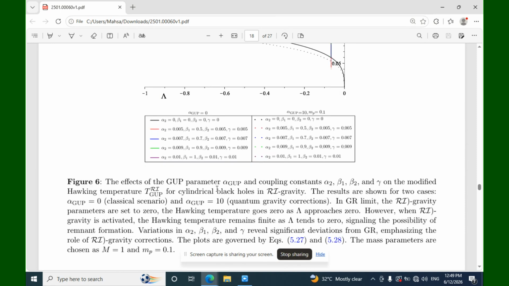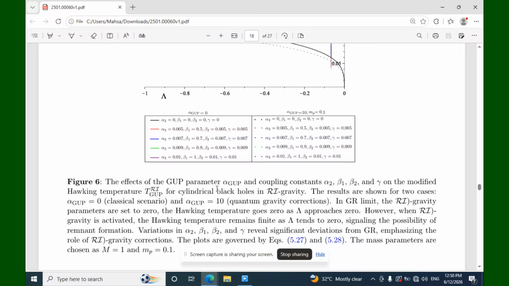Figure 6 illustrates the effects of the GUP parameter alpha GUP and coupling constants alpha 2, beta 1, beta 2, and gamma on the modified Hawking temperature T GUP to the power of Ricci inverse for cylindrical black holes in Ricci inverse gravity. The results are shown for two cases: alpha GUP equal to 0, the classical scenario, and alpha GUP equal to 10, quantum gravity corrections. In the general relativity limit, the Ricci inverse gravity parameters are set to 0.